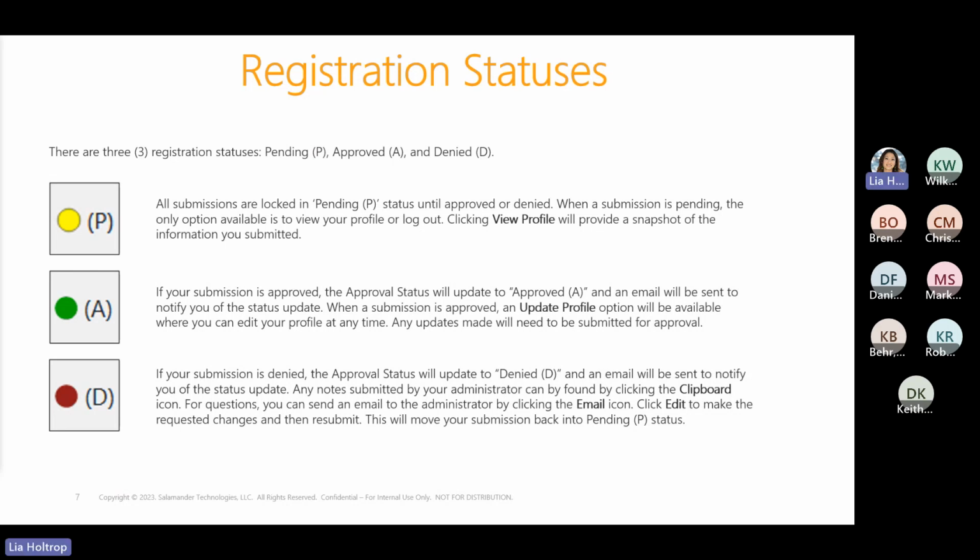Okay. And then there's also going to be an edit option. So there's an edit button that you can go in, make the requested changes, and then resubmit it. When you resubmit it, it's going to put your submission back into pending status, and it'll be up to the administrator to review your submission again and approve it. Okay. So how does the approval process work?